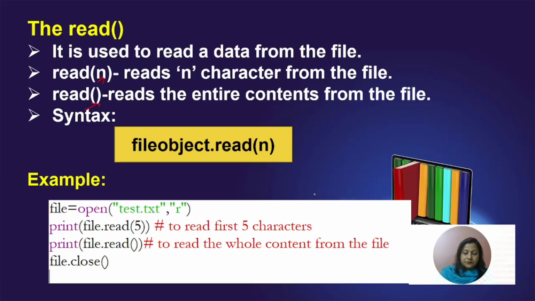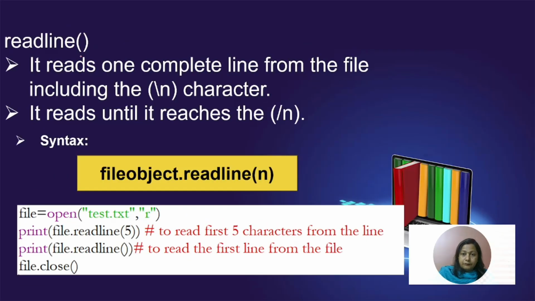Now let's see the next one. What is the meaning of the readline function? It reads one complete line from the file, including the \n character. What is the meaning of \n here? It means the next line. It reads until it reaches the \n. The syntax is file object dot readline of n. Here also you can give an argument 5; from the first line, 5 characters it will read. If you are not mentioning anything, it will read only the first line.